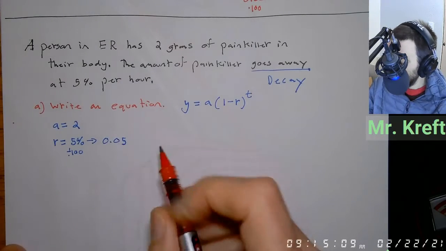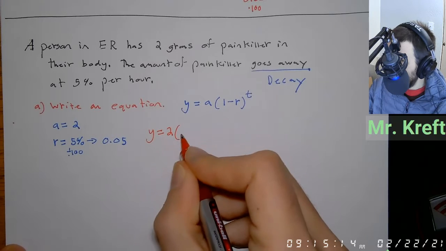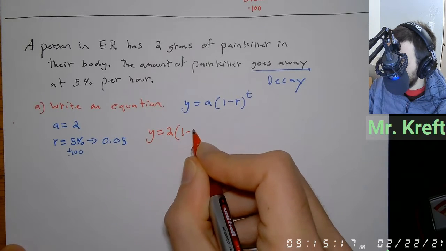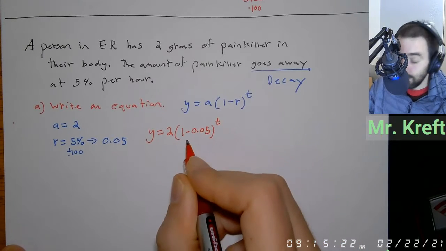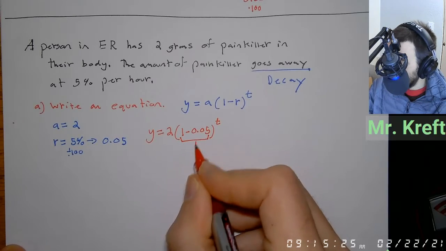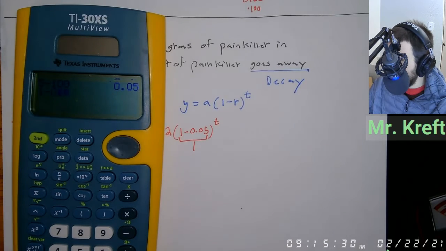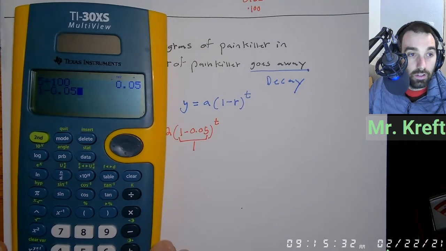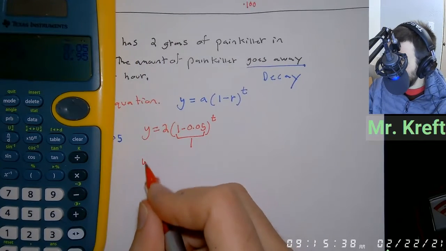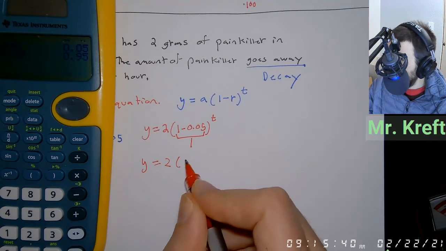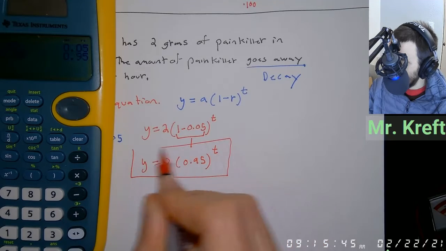So I'm going to write my equation: y equals 2 times 1 minus 0.05 to the t. Now, Big Ideas is going to want you to simplify this. In our calculator, we go 1 minus 0.05, and what I get is 0.95. So I'm going to write y equals 2 times 0.95 to the t, and this is going to be my answer.